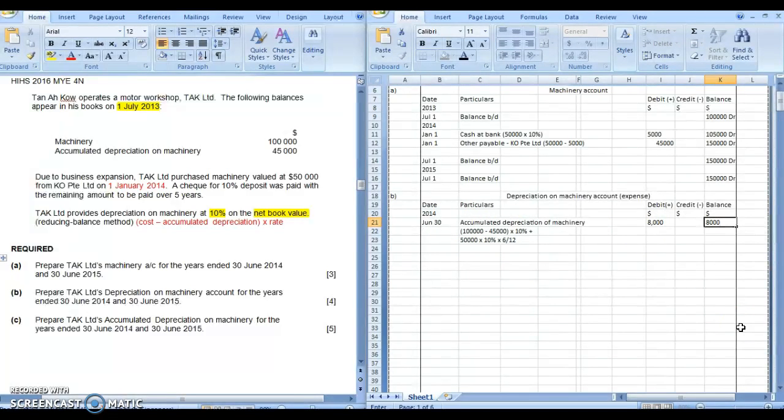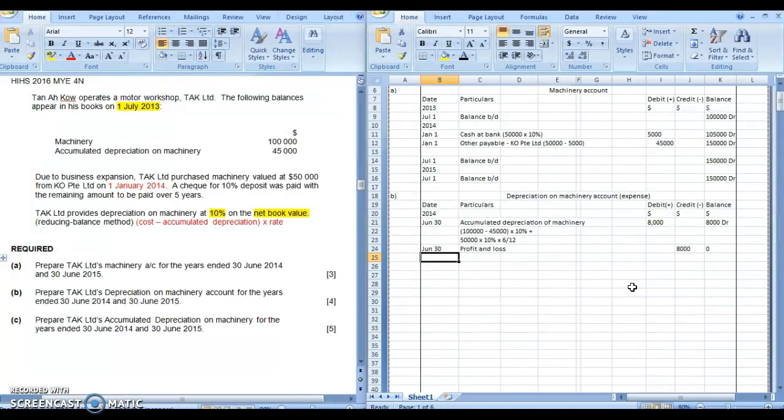So 8,000 DR, and then here you're going to write down profit and loss because the closure is such that it's profit and loss, so it appears in the income statement in the profit and loss portion. We will credit the amount such that we have 0 left.